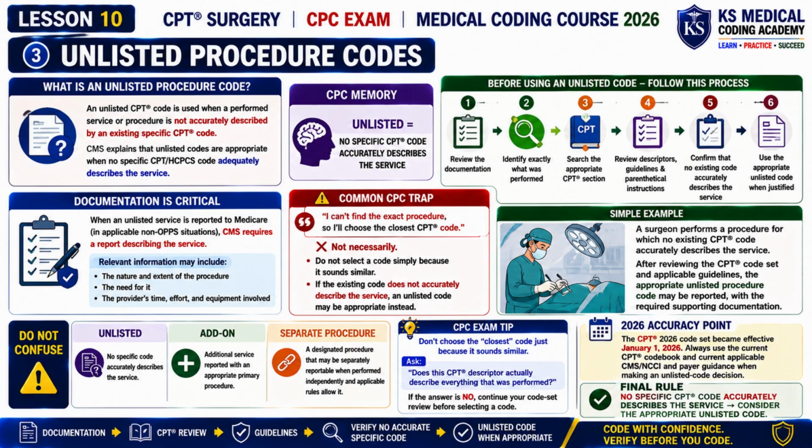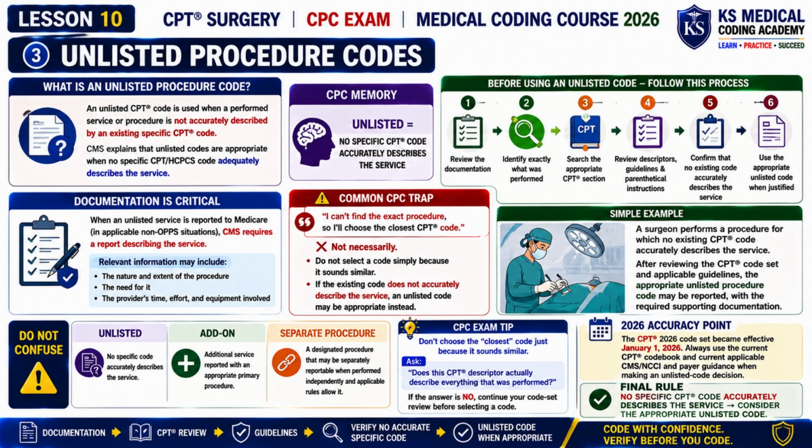Now let's understand unlisted procedure codes. An unlisted CPT code is used when a performed service or procedure is not accurately described by an existing specific CPT code. The key CPC memory is: unlisted equals no specific CPT code accurately describes the service. Before selecting an unlisted code, don't simply choose the procedure that sounds closest. First, review the documentation and identify exactly what was performed. Then search the appropriate CPT section and review the code descriptors, guidelines, and parenthetical instructions.